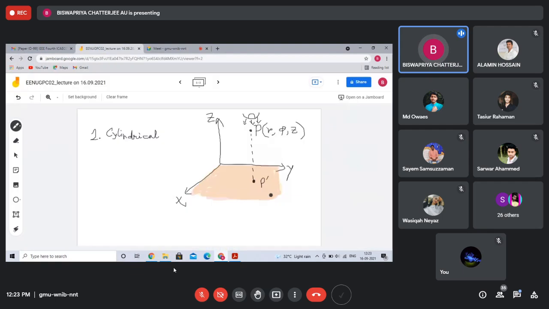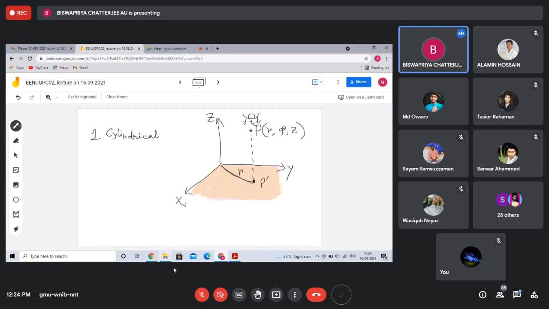Once you have the projected point, you directly join that projected point with the origin. This line is your R. This is the definition of R: it is the line joining the origin and the projected point of the original point on the xy plane.